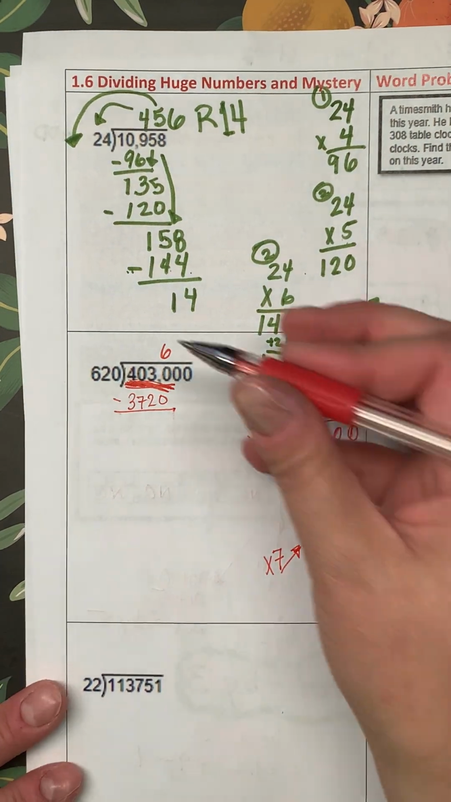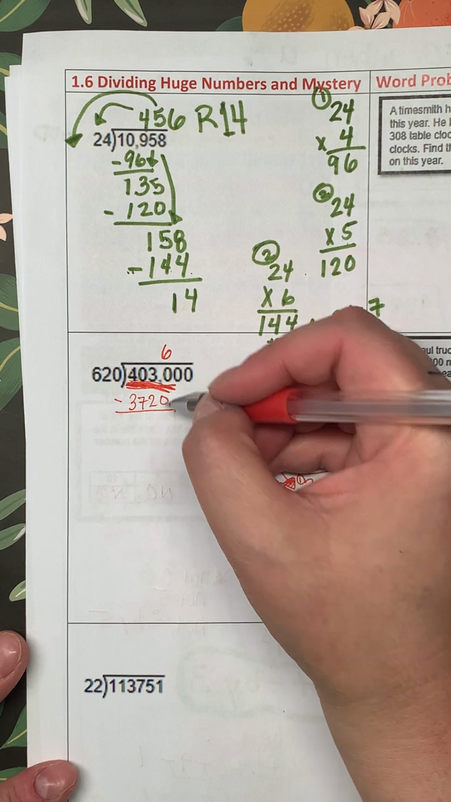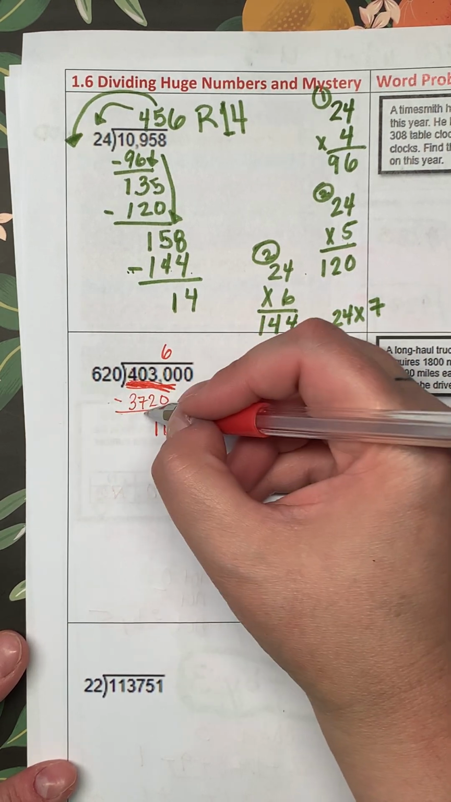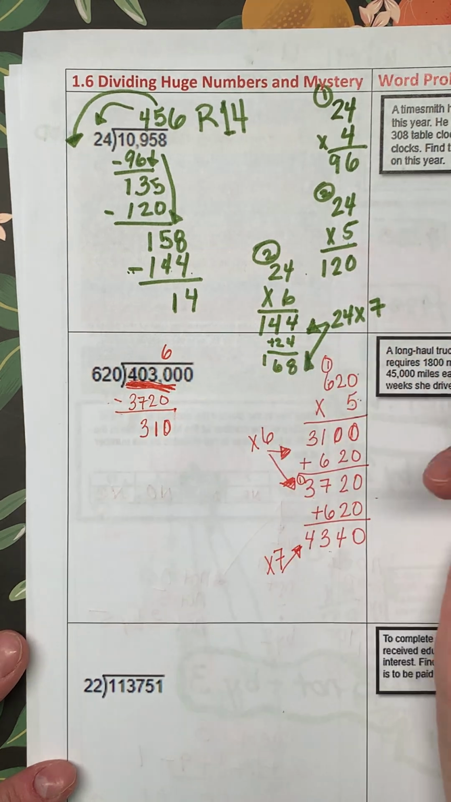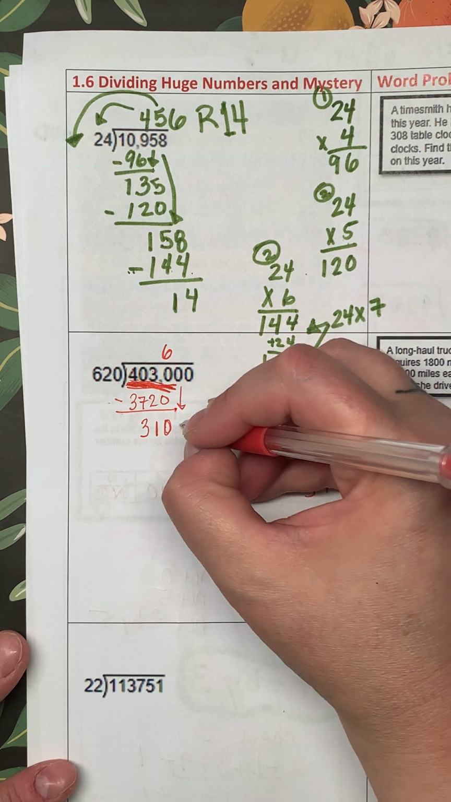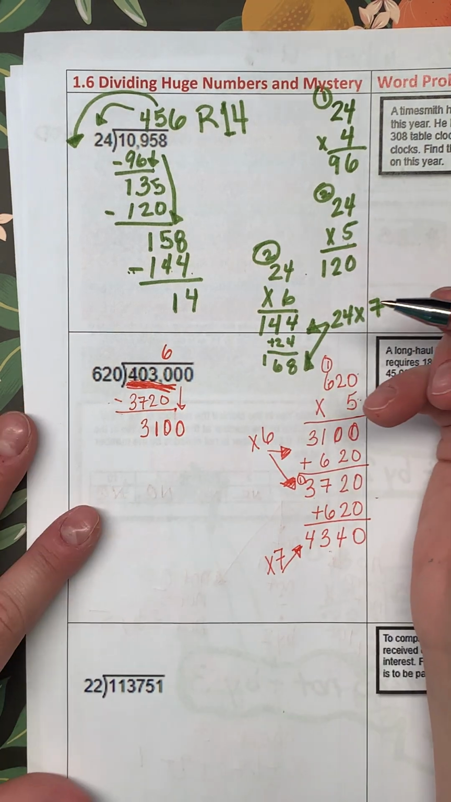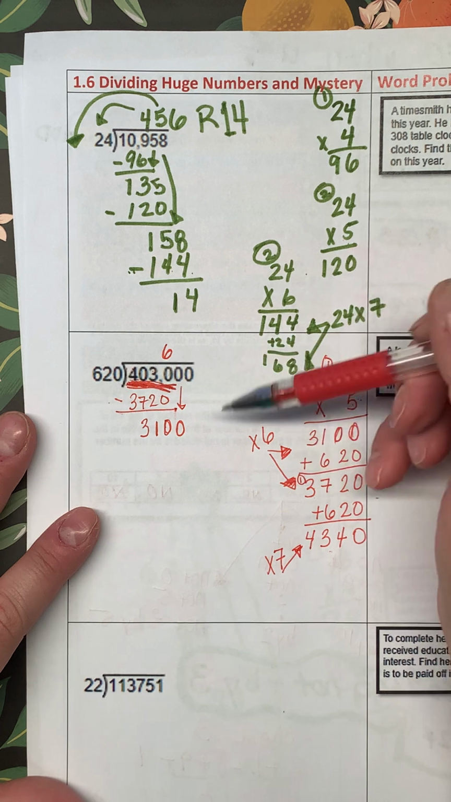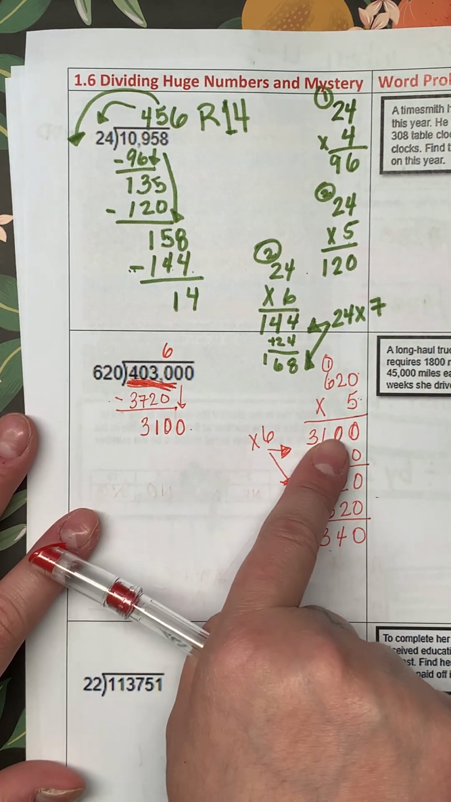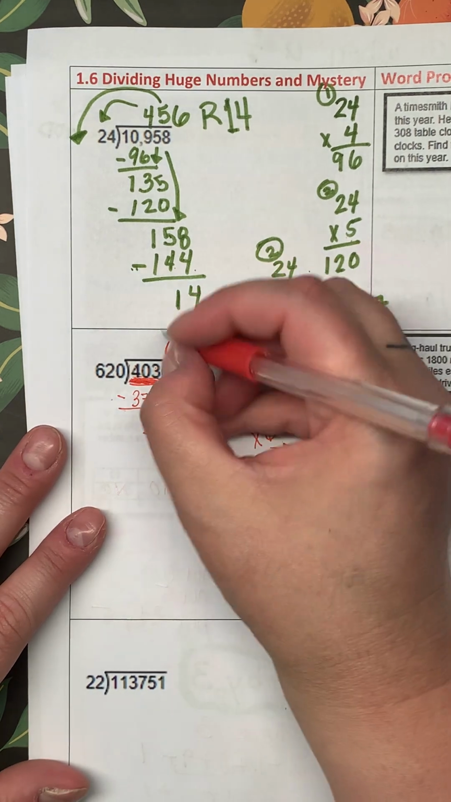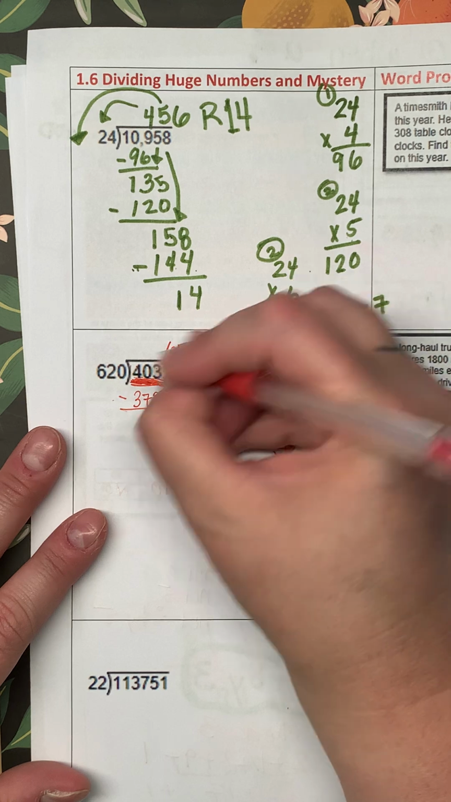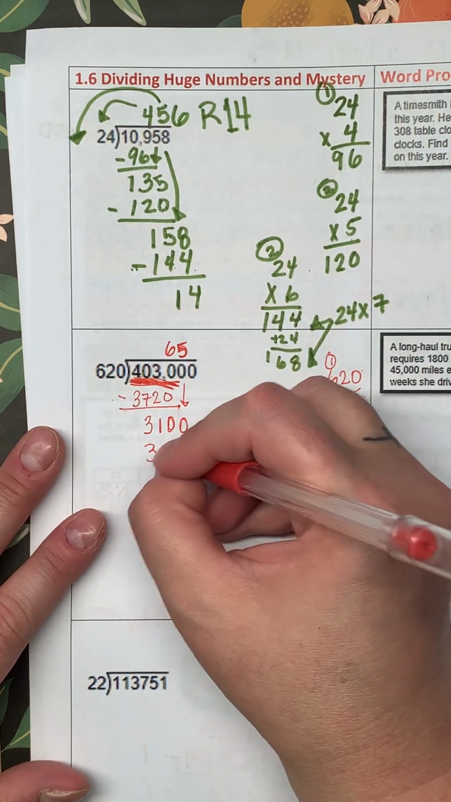Okay, let's subtract. 0 minus 0, 0. 3 minus 2, 1. 40 minus 37, 3. Bring down your next 0. Okay, how can we get to 3,100? Well, it's right here. 5. 5 gets us exactly to 3,100. So I'm going to put a 5. Then I'm going to say 5 times 620 is 3,100.